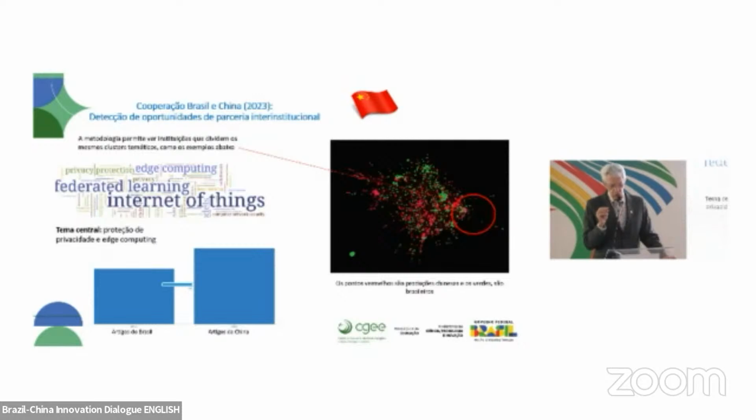And the next one, we have this part of the detection of opportunity in ships. And as a topic here, we have the protection of privacy and the edge computing. So you can see here, the green dots will be Brazilian productions and the red dots will be Chinese productions. So you can identify where that circle is. That set is a specific subject, and that is the greater concentration of interest for one country and the other. So you can create this type of analysis here.